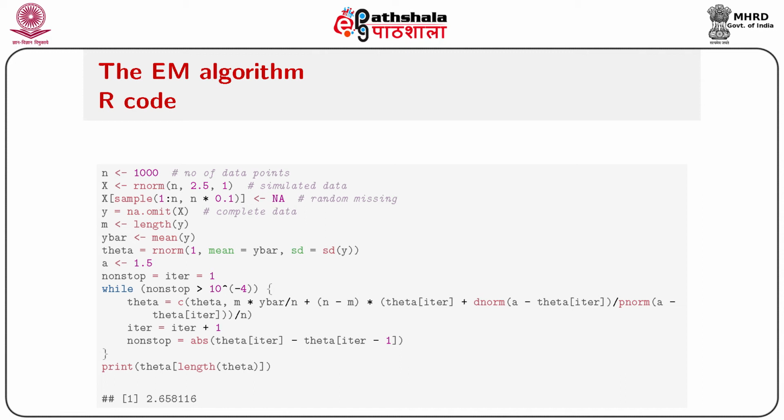Non-stop is the absolute value of the difference between the current theta and the previous theta, and then you print theta. The last element of theta, at length of theta, will give you the last iteration value of the theta. So the last iteration value is say 2.73. If you run that, it will give you the EM algorithm, one of the EM implementations of this data. That might help you to understand how the EM is actually implemented in R.